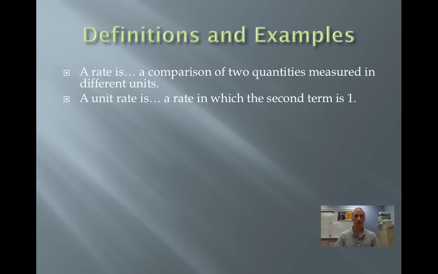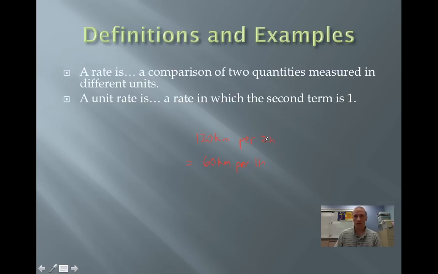Looking at what is a unit rate. So this is a rate in which the second term is 1. So again, if I take a look at that speed example, the 120 kilometers, let's say, every 2 hours. So we could reduce this to lowest terms by dividing the first term by 2 and dividing the second part by 2. And now this is a unit rate because the second term is 1 hour.